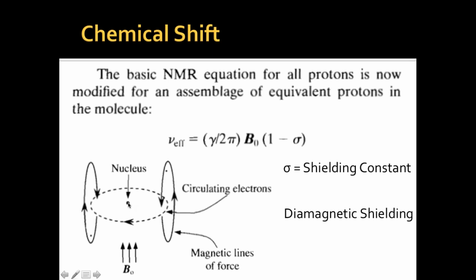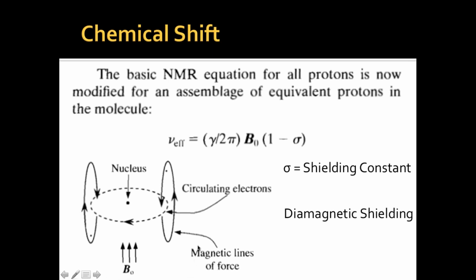So here is the nucleus. As you can see, here is the nucleus. Do you want to do the NMR of? The nucleus is surrounded by circulating electrons, right? They have their own magnetic field. Now you apply the magnetic field. This is the applied magnetic field, B naught. B naught is the applied magnetic field that we apply from the instrument, as we just saw, the instrument has magnetic coils that apply the magnetic field. So B naught is the applied magnetic field.